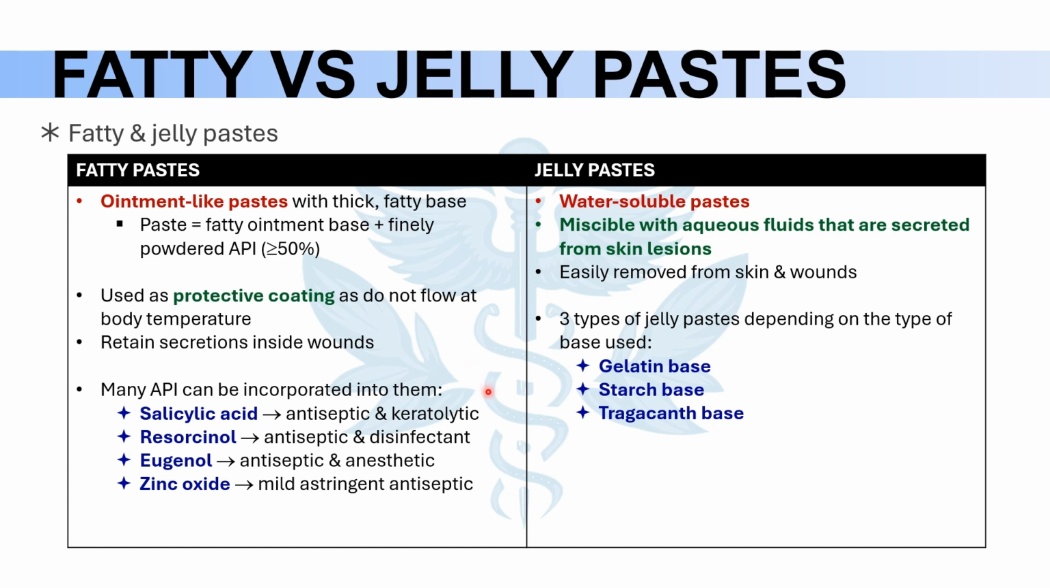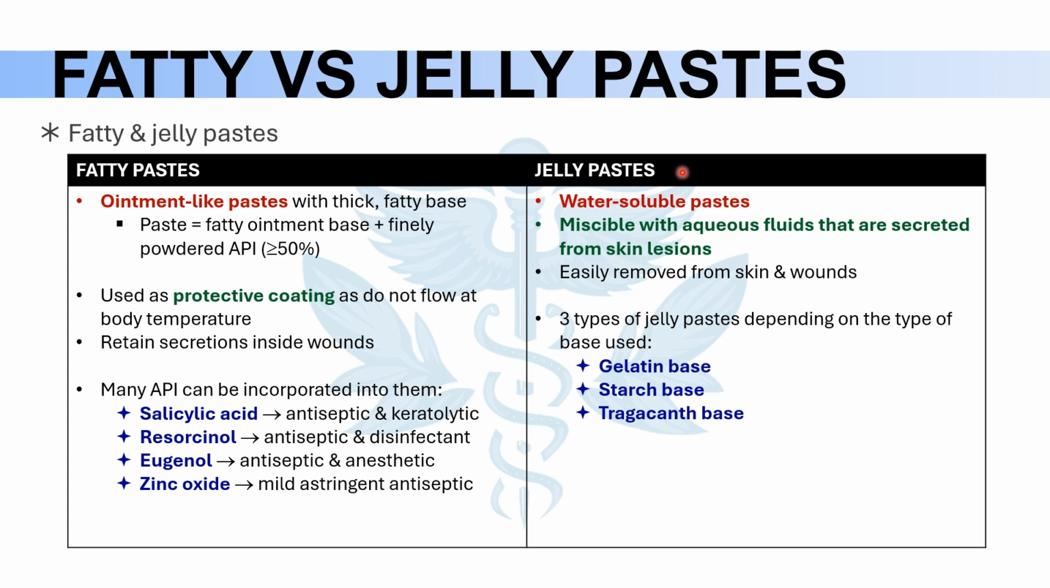We can incorporate many active constituents into them like salicylic acid, resveratrol, eugenol, and zinc oxide. Notice that all of these active constituents are antiseptics. Salicylic acid is also a keratolytic, resveratrol a disinfectant, eugenol an anesthetic, and zinc oxide is a mild astringent antiseptic.